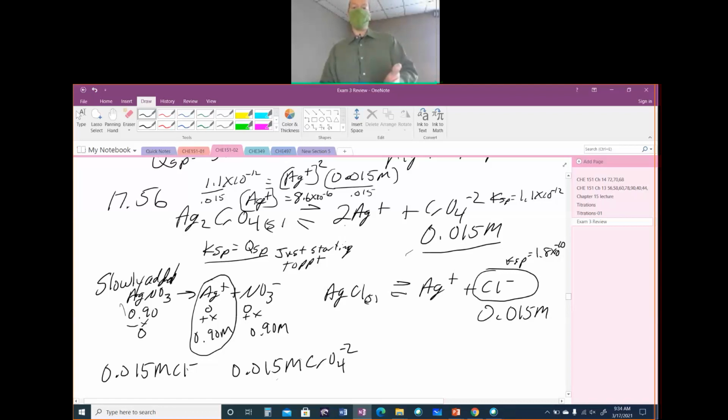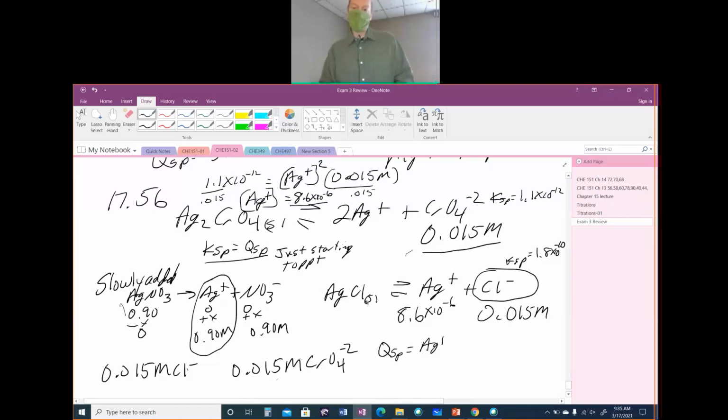So if you added 8.6 times 10 to the minus 6 here, that's when your KSP is equal to your QSP. One more microliter drop, and you're going to get a precipitate. That's just when it starts to precipitate. So that is our concentration of Ag plus. And so then we put it here. 8.6 times 10 to the minus 6, that is our concentration of Ag plus when our silver chromate starts to precipitate. So now we can calculate the QSP here.